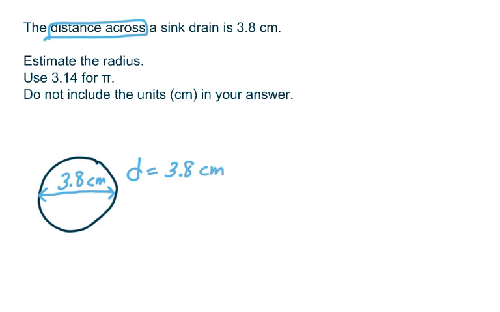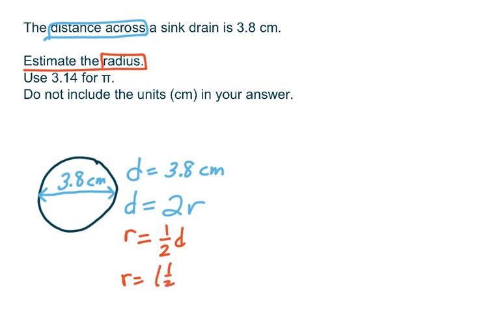Now, we're supposed to estimate the radius. And I also know that a diameter is equal to 2 times the radius. Or I can think about it as the radius is equal to half of the diameter. So I can use those to actually calculate the radius, right? So I'll do R equals 1/2 times 3.8, and that gives me an answer of 1.9. So 1.9 centimeters is the radius.